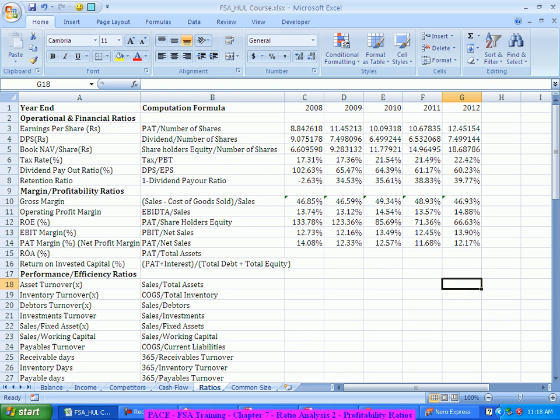Another decision rule here is, as long as the ROE is greater than the investor's expected return. As an investor, what is the return you expect? Let's say 15%.